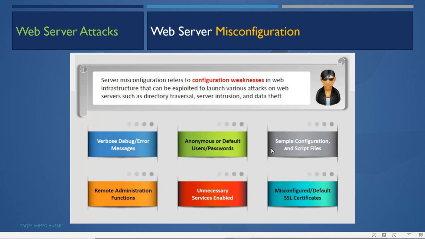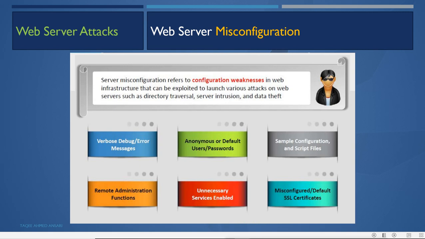Sample configuration and script files: when you configure a web server, those servers come with sample configuration files or sample script files. Now you have to change them. If you leave them as they are, it can be a problem. It is a misconfiguration. Remote administration functions: if you enable remote administration, meaning users can manage and administrate the server remotely, then you have to properly secure it. If you are not securing it, that is a misconfiguration, and it leads to the misconfiguration attack.